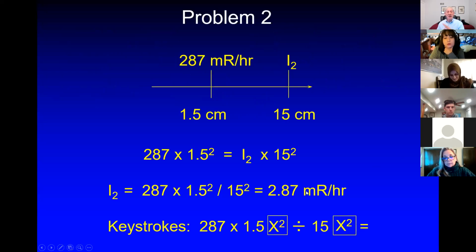And anyway, you didn't have to do that in your head. You could simply say 287 times 1.5 squared is I2 times 15 squared. If you solve for I2, it's going to be this times 1.5 squared divided by 15 squared, and you must punch equals at the end.